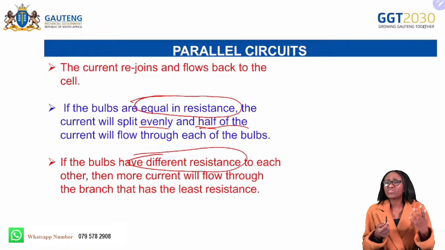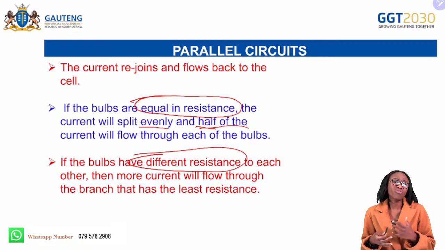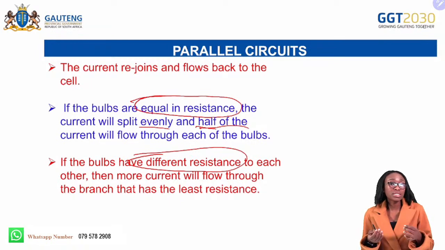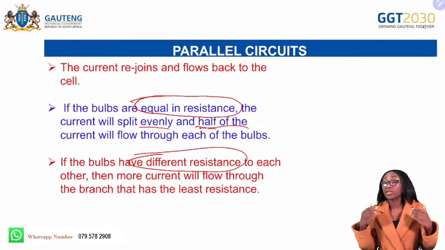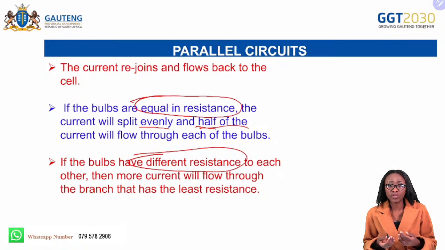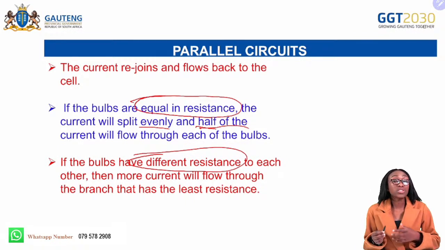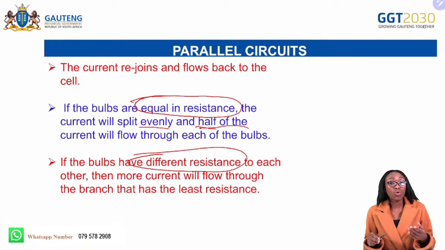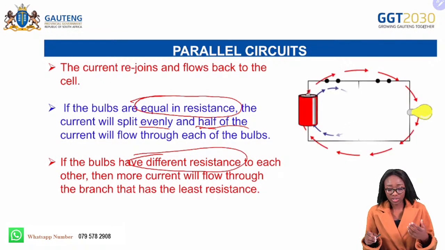I'm sure we have defined resistance over and over again. We said resistance opposes the flow of current. So obviously, when current is flowing, it's going to rather go to the path that has the least resistance.